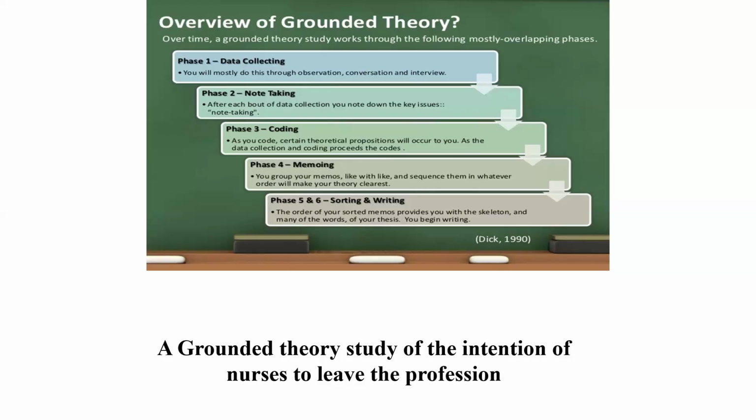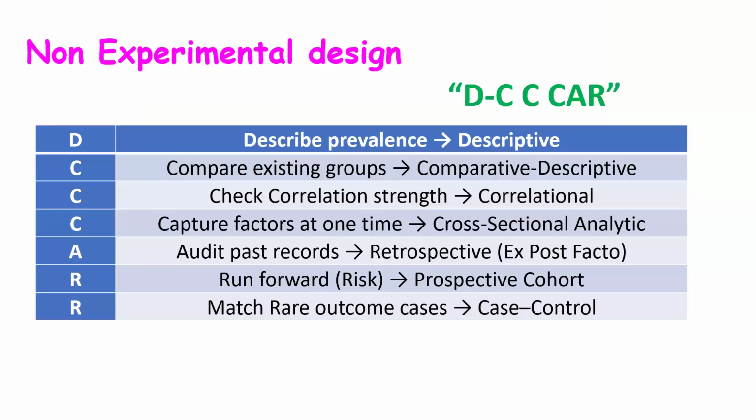And at last, this is a glimpse of all the non-experimental designs; to help you remember easily, I have given some mnemonics. So DCCAR. D is for descriptive design. C for compare existing groups, the comparative descriptive design. C for check correlation. And C for cross-sectional analysis. And A for retrospective ex post facto. And R for run forward, prospective, and R for case control.